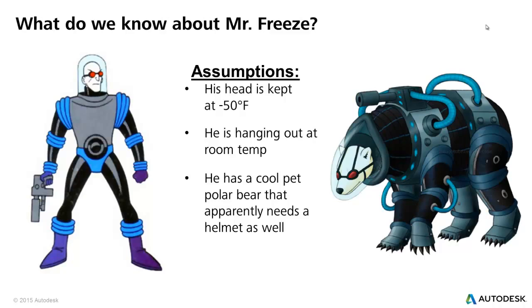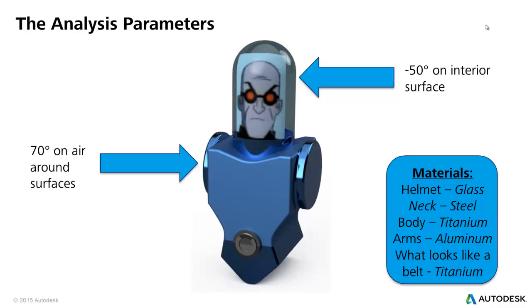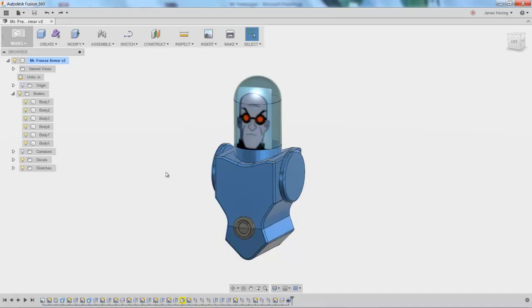So what parameters do we need for this analysis? Well, like we said, negative 50 on the inside of the glass helmet, 70 degrees on the surface of the air outside around his body, and then the various materials that we're going to be using to create the suit. Keep in mind, that's bulletproof glass there.